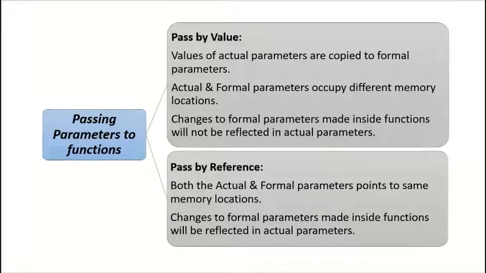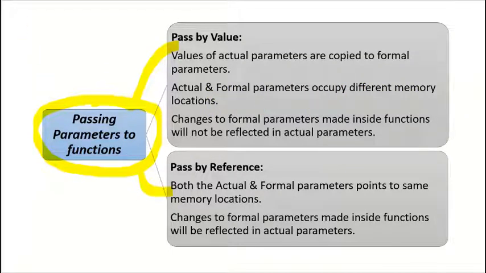Passing parameters to functions. There are two methods by which we can pass the values. The first one is pass by value, the second one is pass by reference. Values of actual parameters are copied to formal parameters in the pass by value method. So the actual and formal parameters occupy different memory locations.